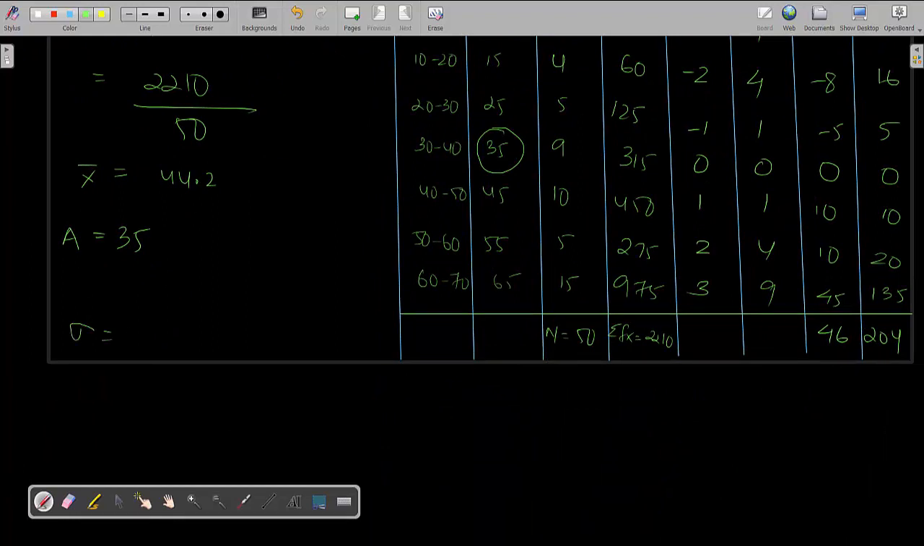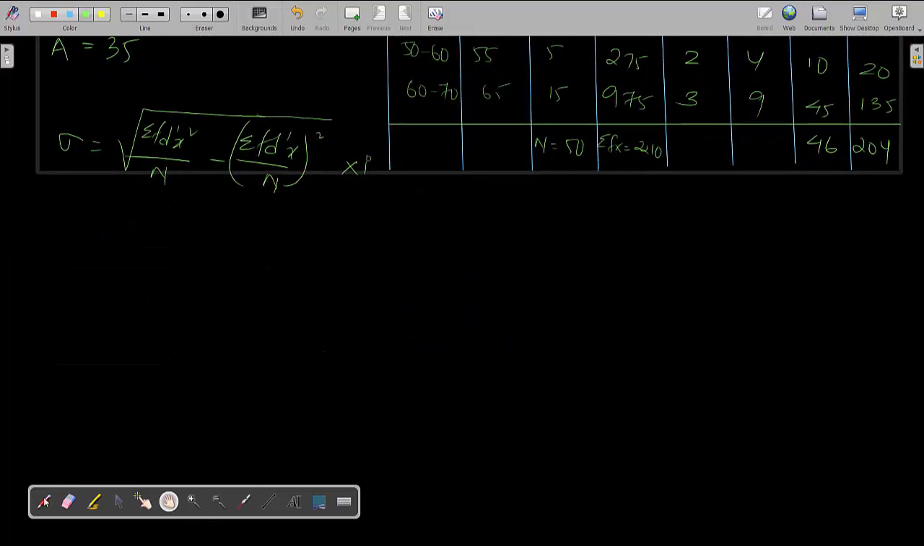The standard deviation is equal to the square root of sigma fd dash x square by n minus sigma fd dash x by n whole square, into i. This is the formula to find out standard deviation. Now let's put the values here.